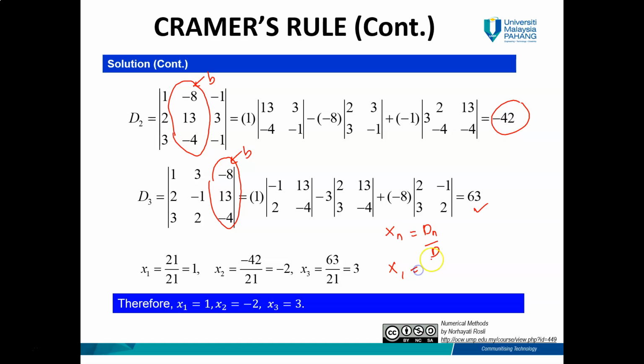We know the formula xn equal to dn over d. So x1 equals d1 over d, and d1 is from what we computed previously, which is 21 over 21, so we get 1. And x2 equals d2 divided by d, so -42 divided by D gives -2. And x3 equals 63, which is D3, divided by D, which gives 3. Finally, therefore, x1 is 1, x2 is -2, and x3 equals 3. This is how, class, you can solve by using Cramer's rule.